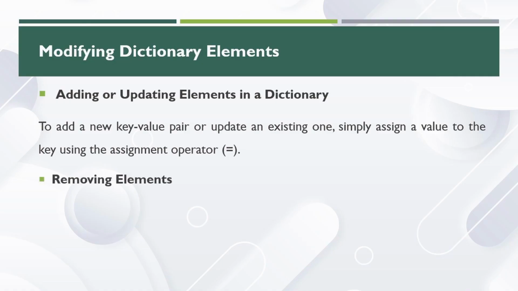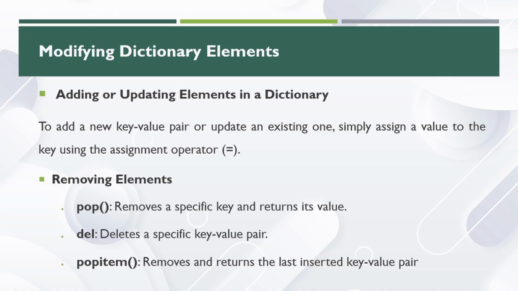We can remove dictionary elements using pop, del, or popitem method. The pop method removes a specified key and returns its value. The del statement deletes a key value pair, and popitem removes the last inserted item.